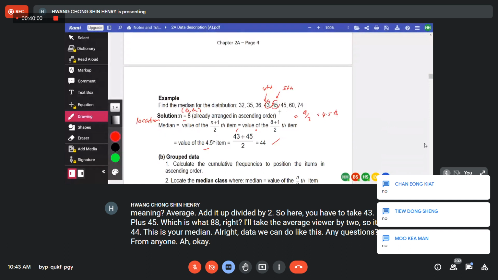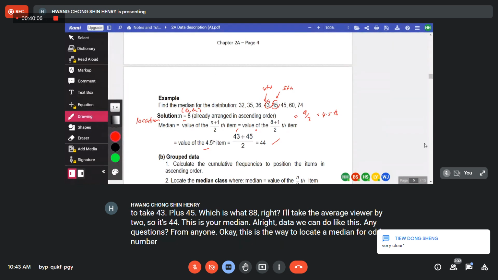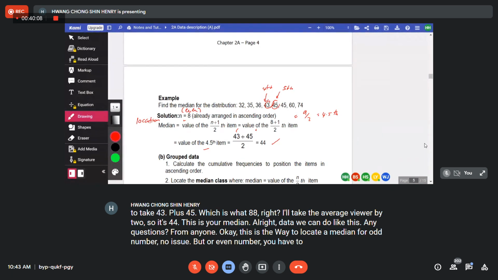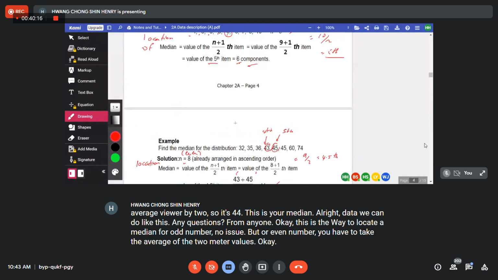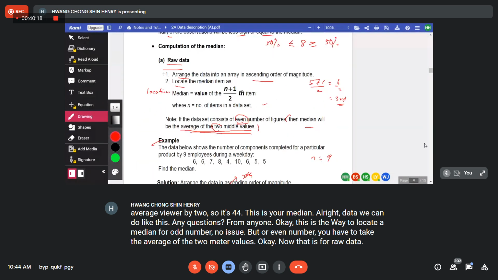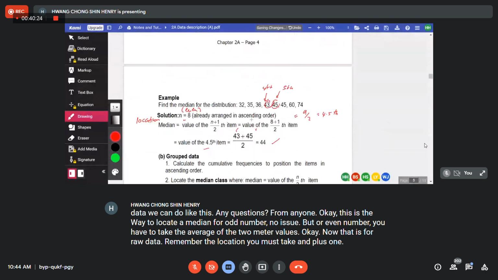Okay, this is the way to locate a median. For an odd number, no issue, but for an even number, you have to take the average of the two middle values. Okay, now that is for raw data. Remember the location, you must take n plus 1. Let's go to group data.